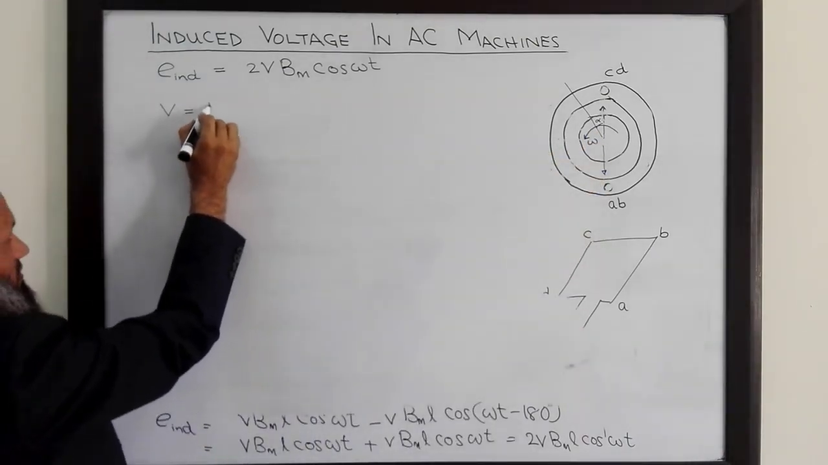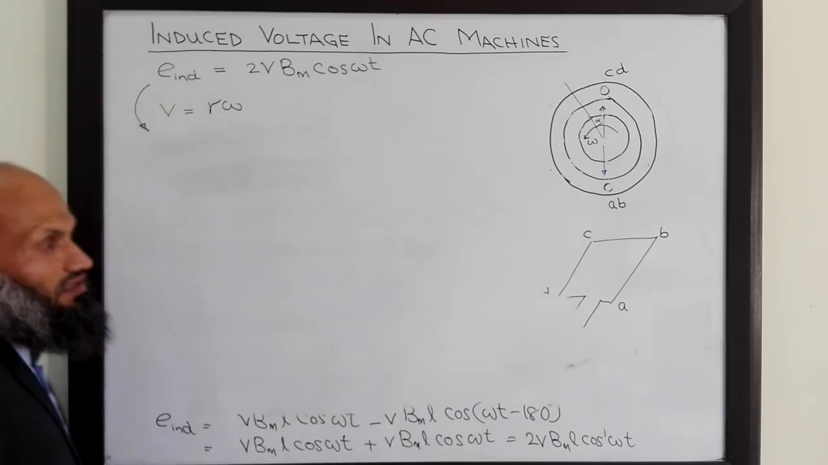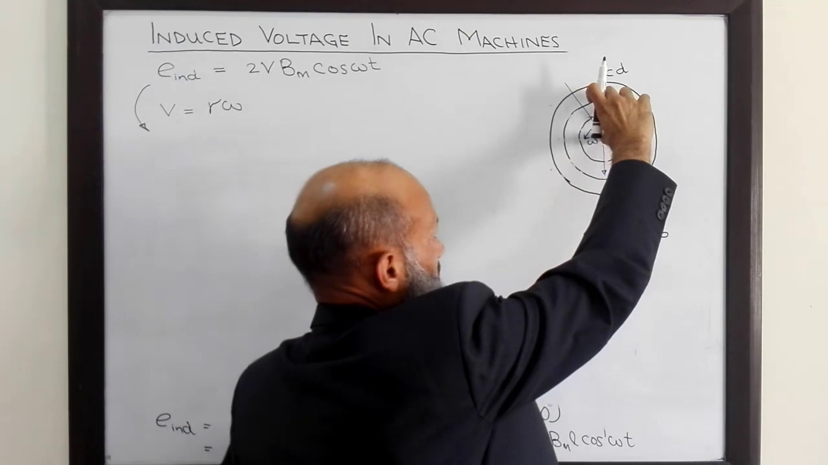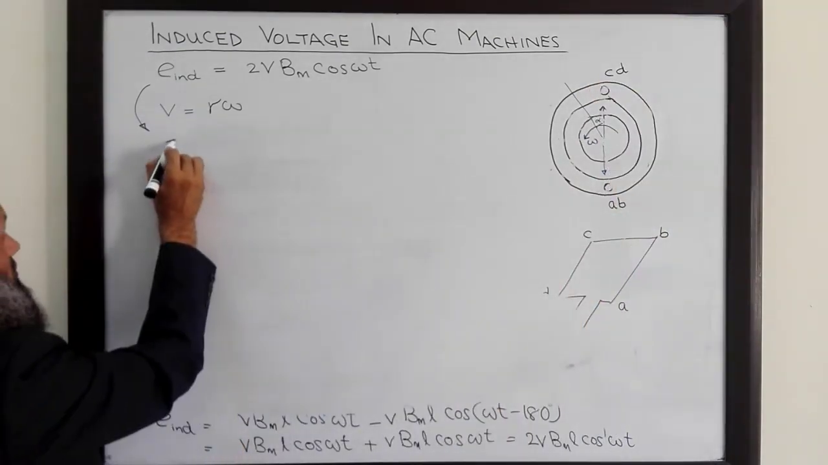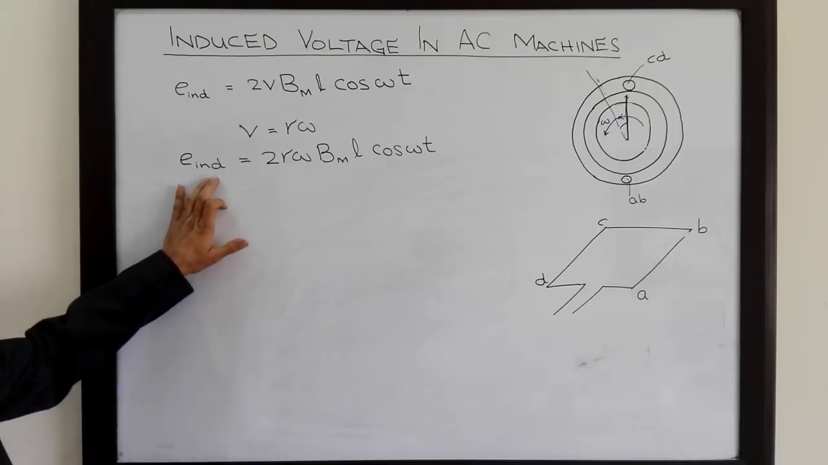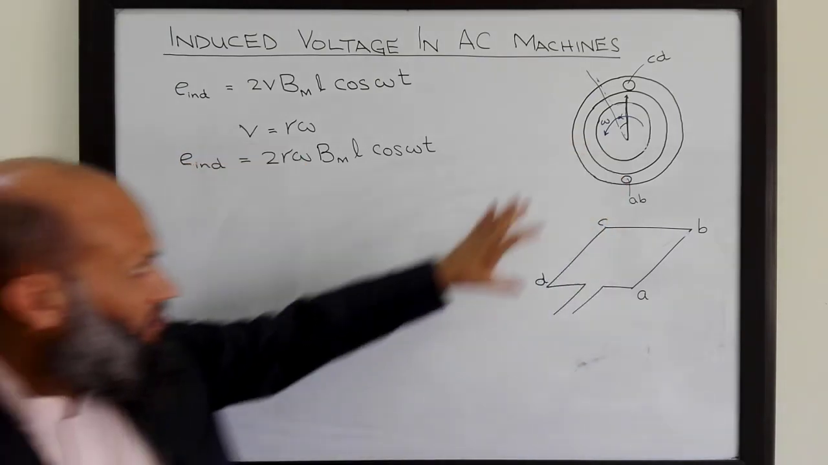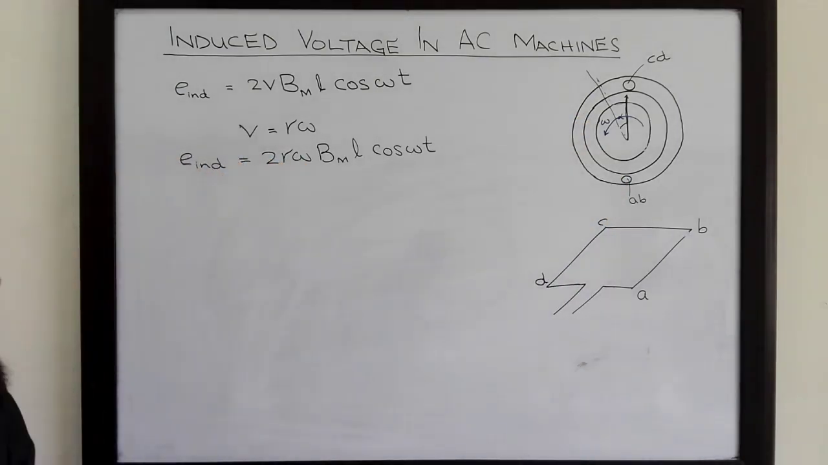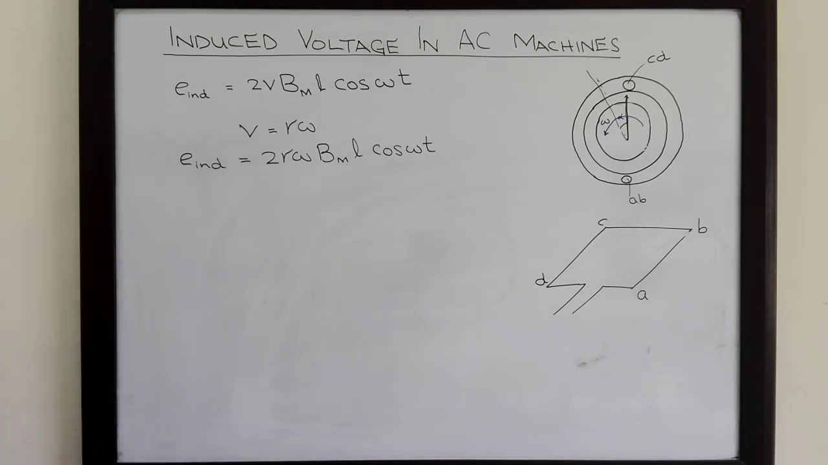We know that V is equal to R omega. R is the radius of this coil, this length. Therefore, E induced. So this is an expression for voltage induced in this rectangular coil in this particular arrangement. Let's rewrite it into another more appropriate form.